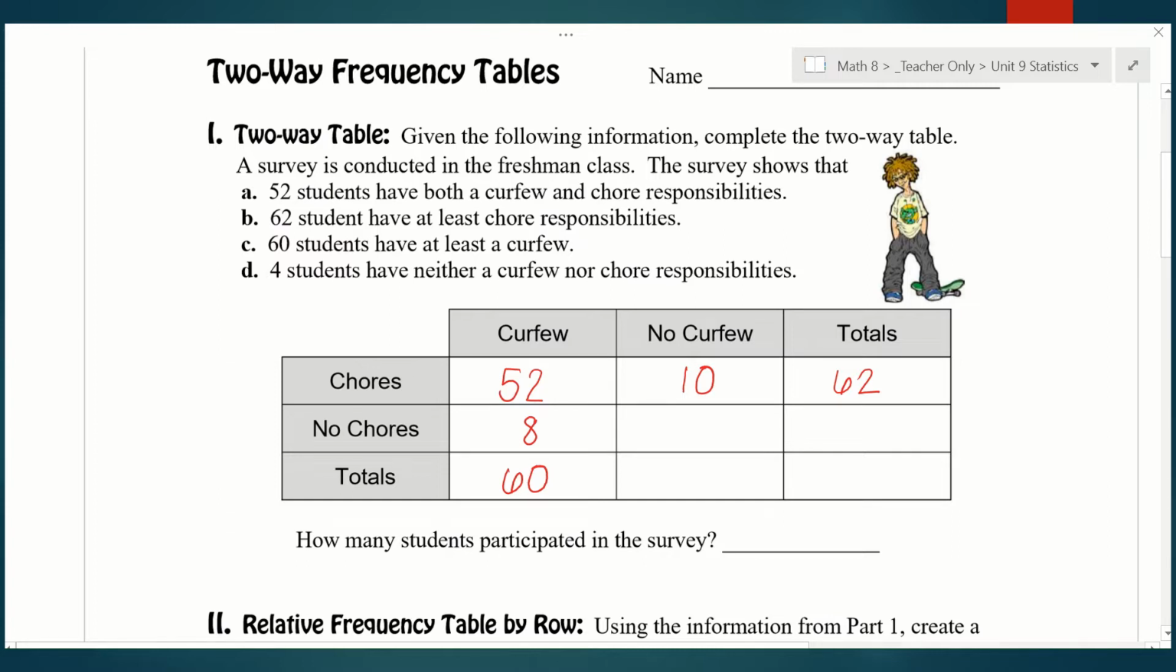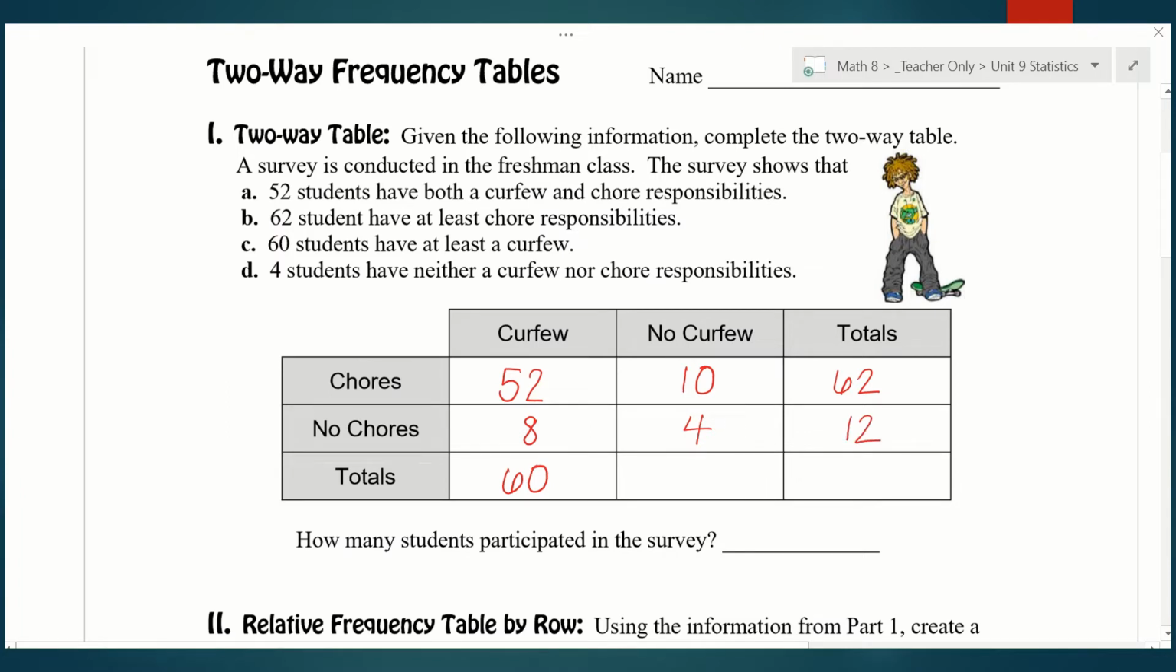And then lastly, 4 students have neither a curfew nor chore responsibilities. So that goes in no curfew and no chore. And the only thing left to fill in is our totals. So I can go across, 8 plus 4 is 12.